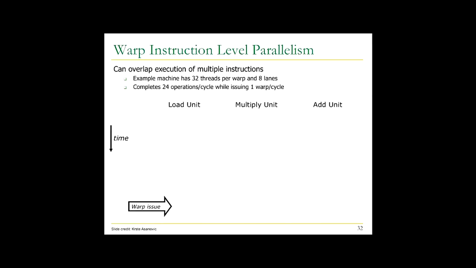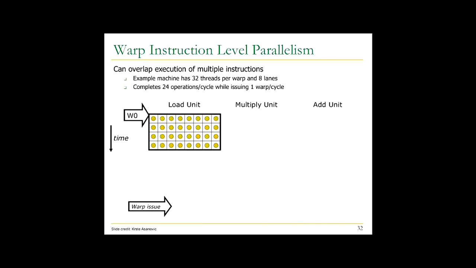So here we're assuming we have 32 threads per warp, but 8 lanes. Which means that we can start 1 warp per cycle, but that warp is going to finish in 4 cycles in the load unit, right? Basically, for example, at time t0 over here, we'll start warp 0. This is 1 cycle over here. In the first cycle, you'll finish 8 of the threads. In the next cycle, you'll finish this next 8. In the next cycle, you'll finish that next 8. In the next cycle, you'll finish that next 8. Now, the warp is done with all 32 threads.